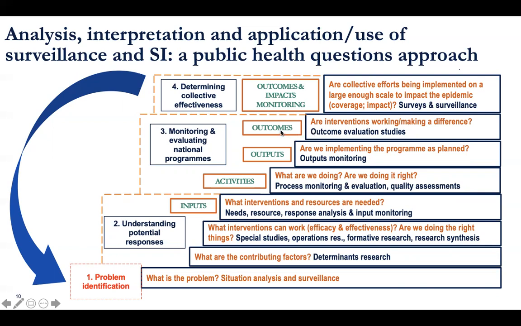What are we seeing? Are we seeing changes in, for instance, the number of cases, in the incidence of HIV, in behaviors, whatever we're trying to target? And then finally, we can come up here to look at impact, which is asking the question, are collective efforts being implemented on a large enough scale to impact the epidemic, meaning in terms of coverage and in impact? And that's called outcomes and impacts monitoring. All this stuff then feeds back.